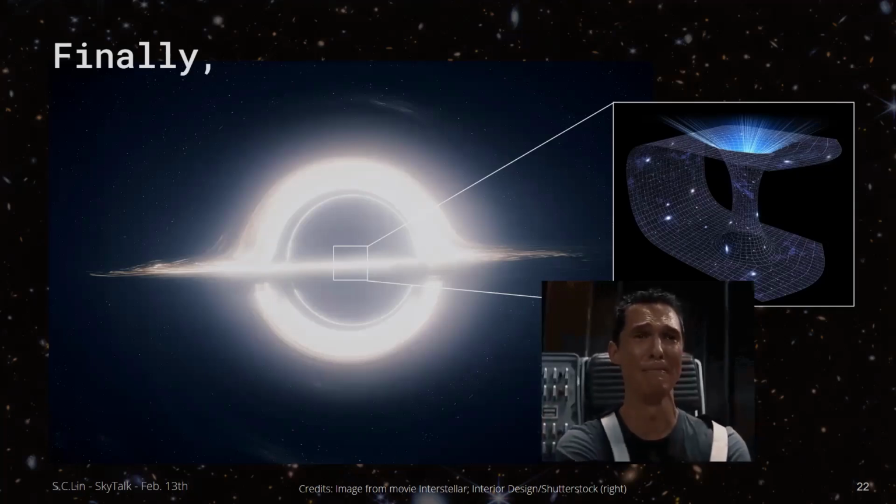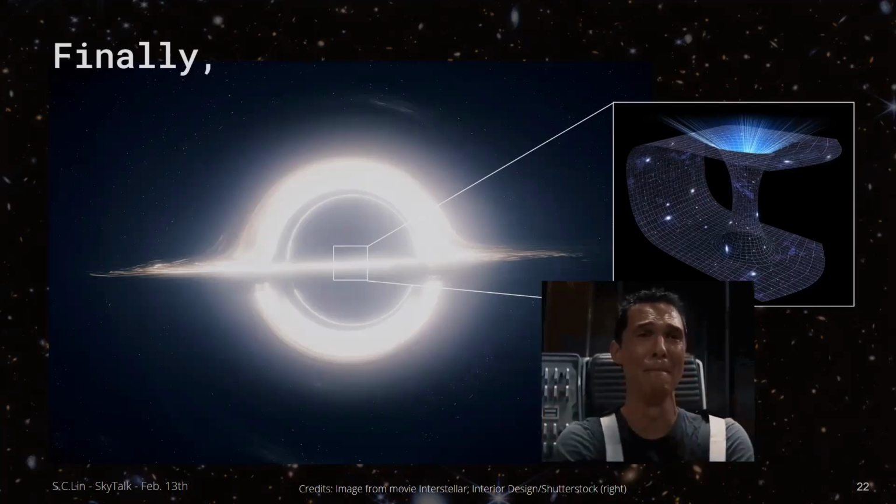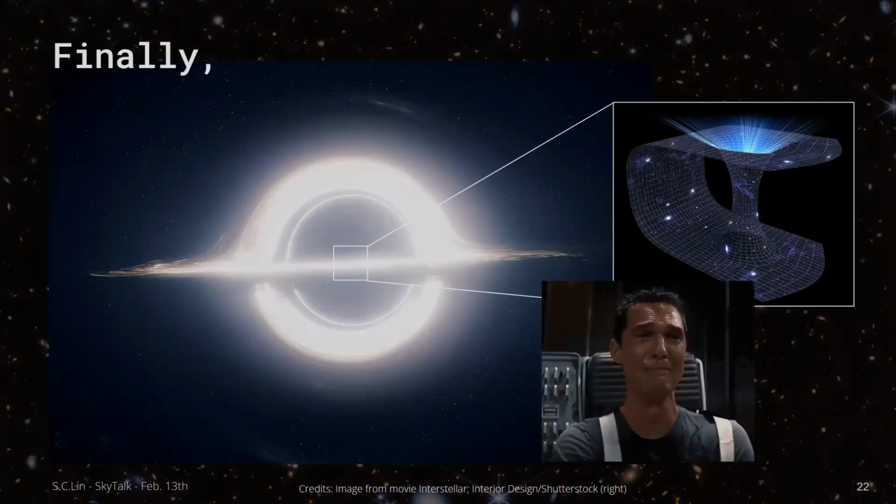If you can only measure two things, you can measure spin or measure mass. How do you measure mass if you have no orbital data or accretion data? Yes, that's a very good question.